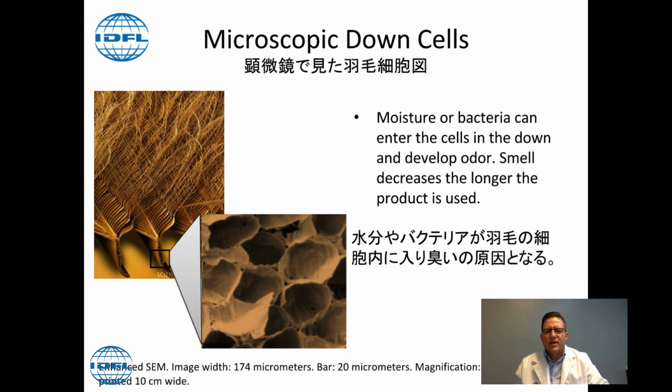Next, moisture or bacteria can also enter the cells in the down and develop odor, as you can see on a bacterial stage right here. This is showing the very intricate structure of the chasm within the actual feather quill itself. It might allow a little bit more odor to reside there a little bit longer, depending upon how accessible it is to bacteria and how the material has been washed.